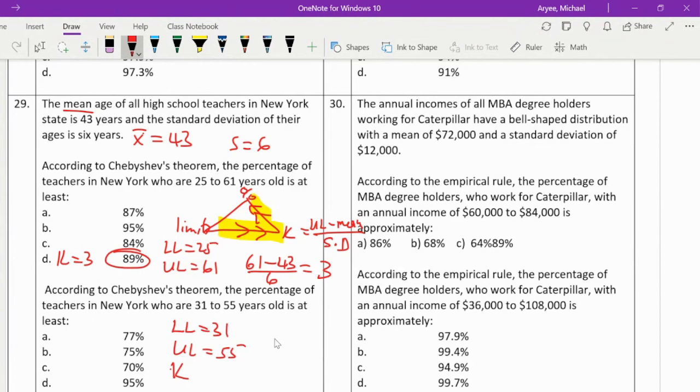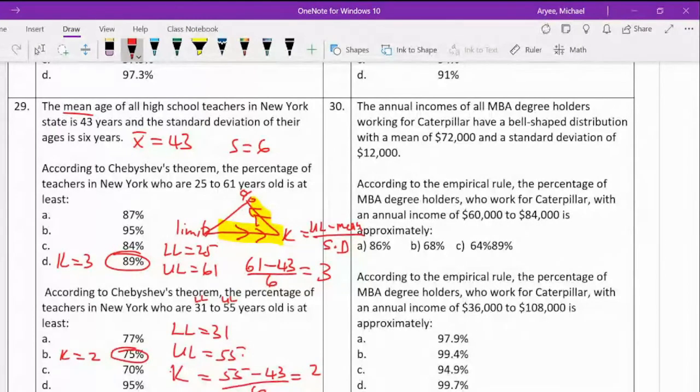Now in the second question, the lower limit is this, the upper limit is that. So we say K will be 55 minus 43 over 6 again. I'm suspecting this will be 2. I don't know, someone check for me. So K equals 2. That will give you that.